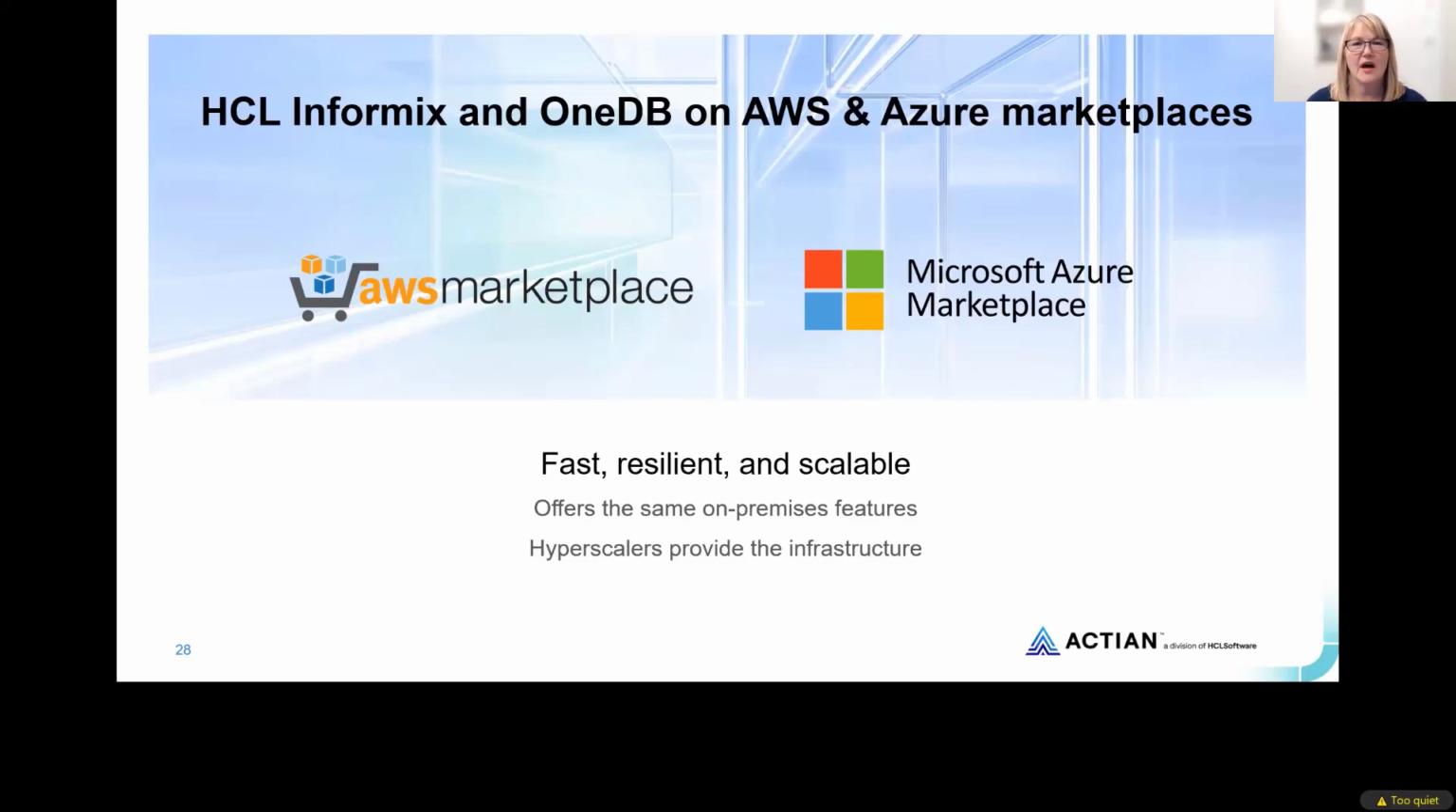So if somebody is using HCL Informix or OneDB on AWS this year, but decides for some reason to renegotiate a better contract for their infrastructure with Azure the following year, again, maybe Google in the future for Google Marketplace, please stay tuned for more details about how we may be able to work with you there.